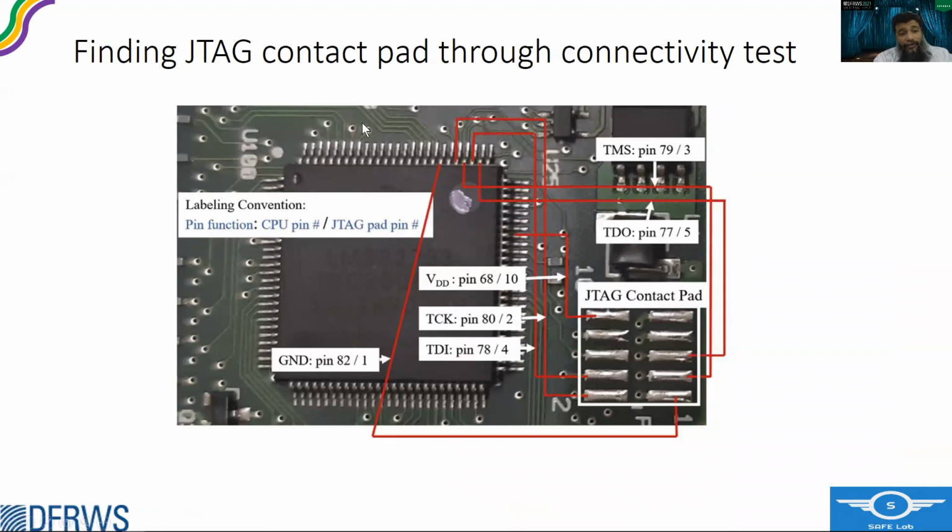So if the data sheet is available and we know the pins and we see a potential pad, we can do a connectivity test, like through multimeters, and find which of the pins is actually connected to these particular pins of the processor.